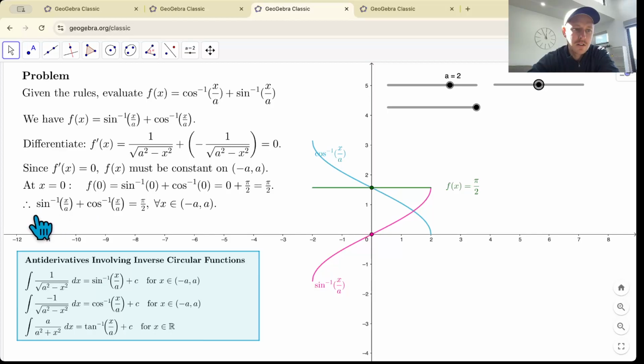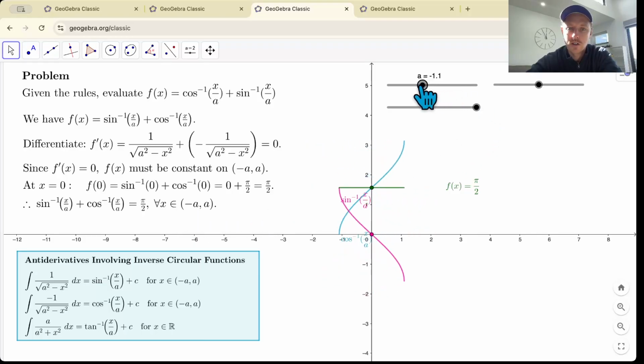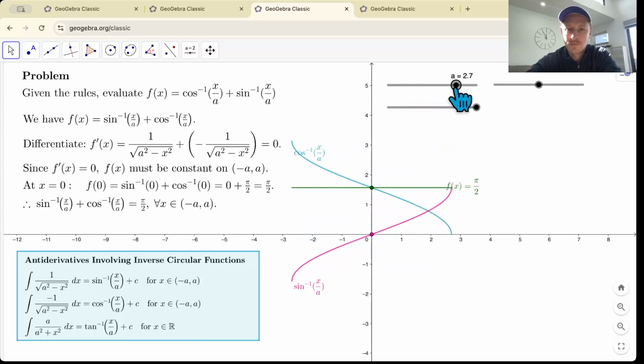And so yeah, if we just finalize this, the reason we've substituted in x equals 0 is because that just simplifies things. We could substitute in any value to find out what the value of f of x is at all points, because at all x values, the f of x is equal to the same value, which is pi on 2. So we just sub in 0 to make life easy. And we can see that sine inverse of 0 plus cosine inverse of 0 is pi on 2. And then this just says for all x between negative a and a, which is what we've got. So obviously if we change the values of a, we can stretch that out.